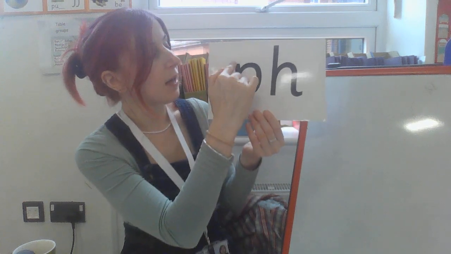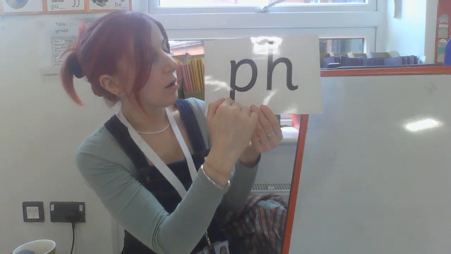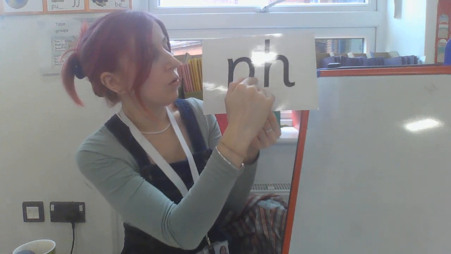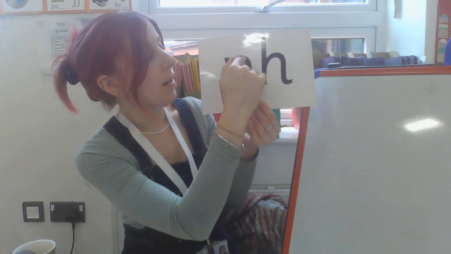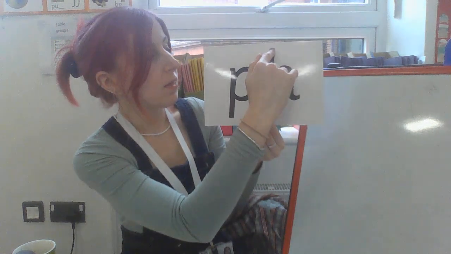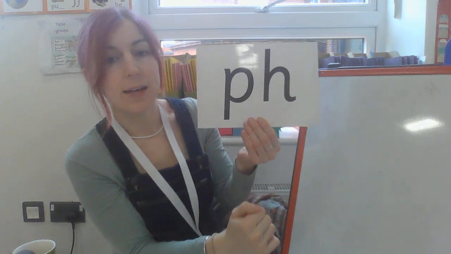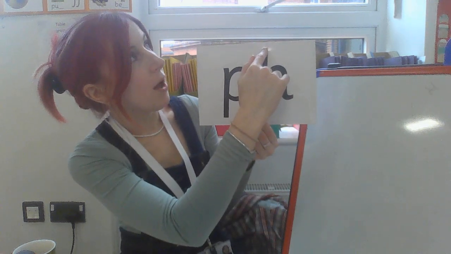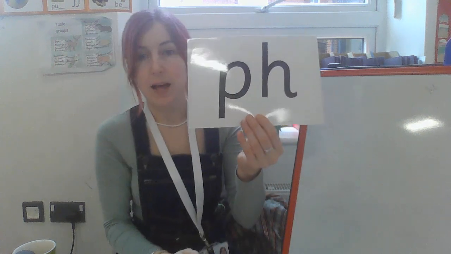So let's start by making our P. We start at the top, go down and up and all around. Now let's make our letter H. We start at the top, go down, halfway up, over, down, and flick.